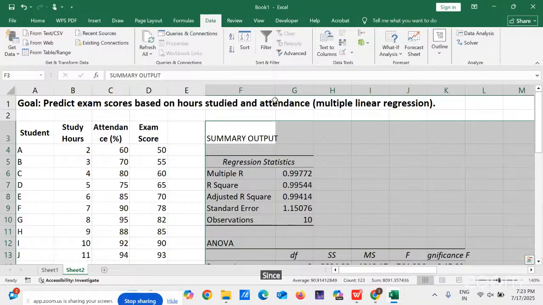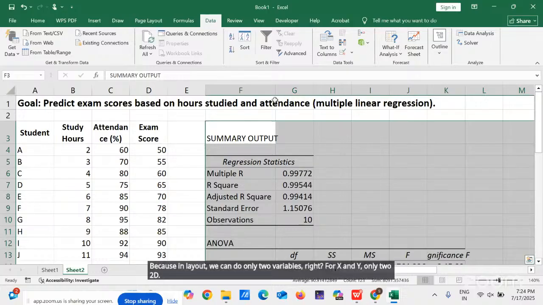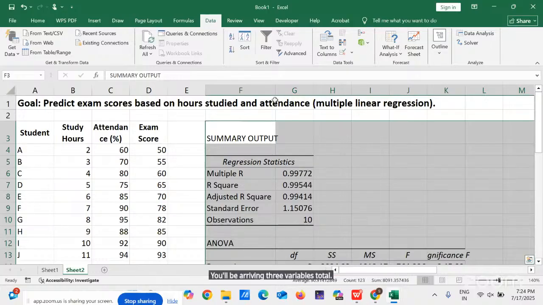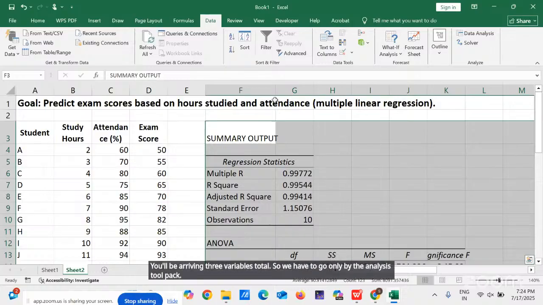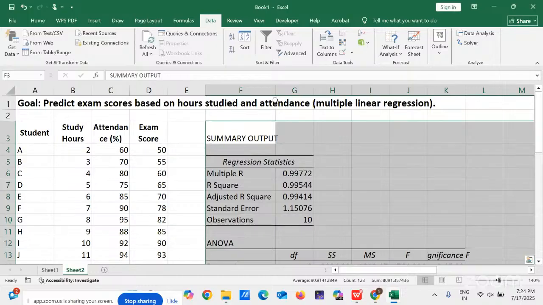Since it is multiple, there is no direct layout, because in a chart we can do only two variables, right? For x and y, only 2D. Here we have three variables in total. So we have to go only by the Analysis ToolPak. So your summary output will have a similar pattern only.